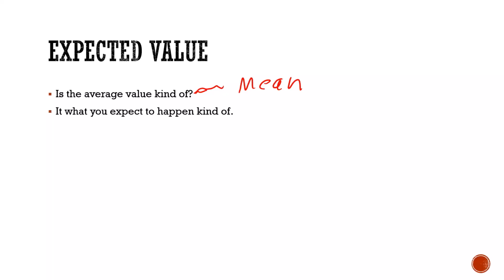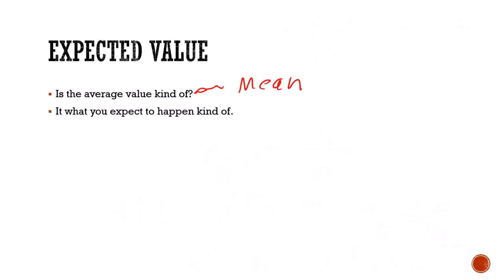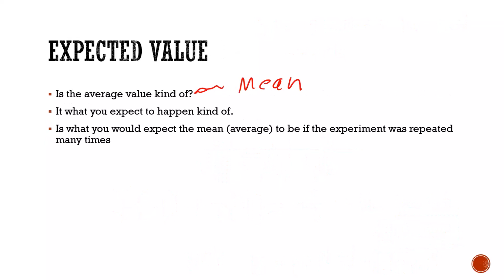So roughly, if you were allowed to play this game 100 times, you would expect to get roughly $67. You could get more, you could get less, but they would fall around that in a way that averages out. So it is the mean if the experiment was repeated many times.